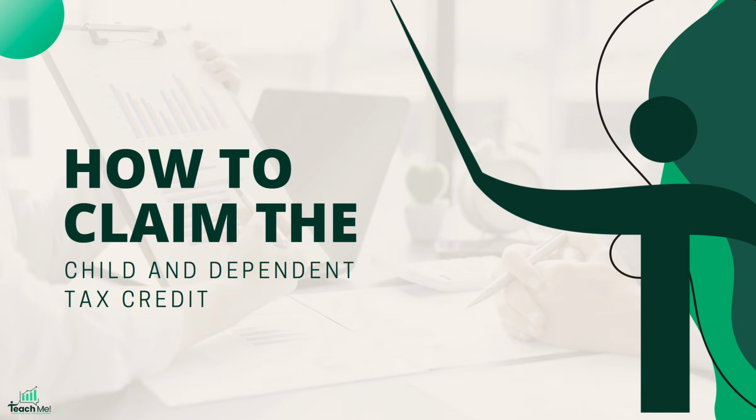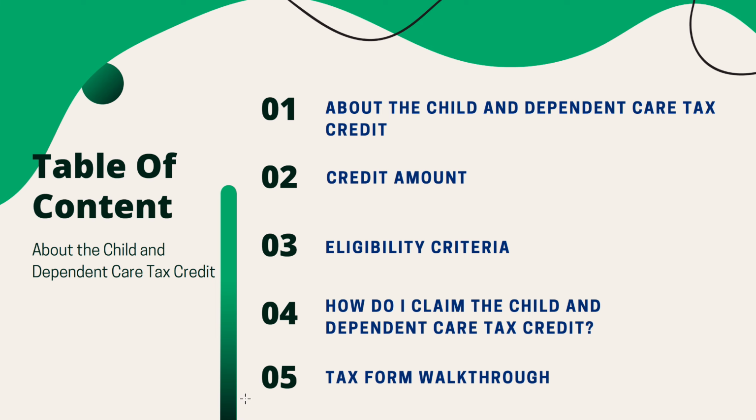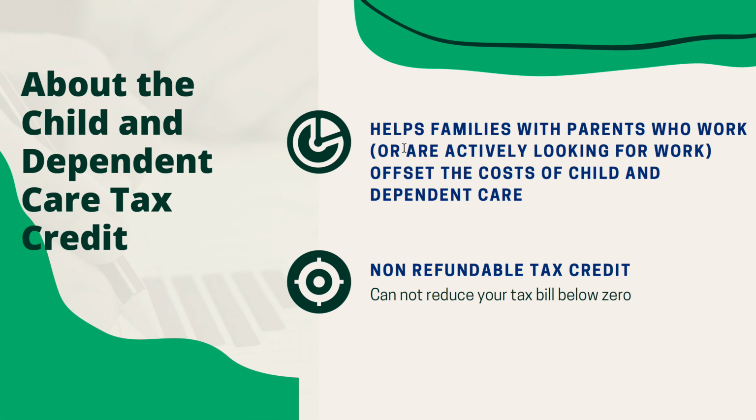In this video, we're going to go over how to claim the Child and Dependent Care Tax Credit. What we're going to go over in this video: we're going to discuss a little bit about the tax credit itself. We're going to talk about the credit amount and the range of what you can calculate, the eligibility criteria, how taxpayers can claim the tax credit, and then we're going to actually walk through the tax form that's involved.